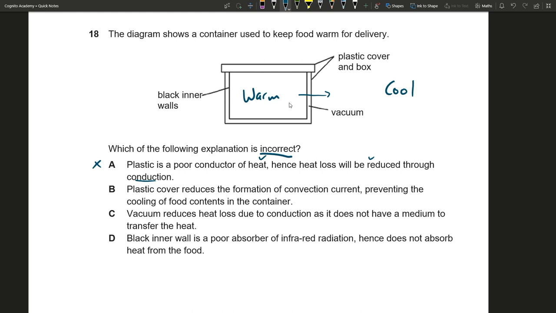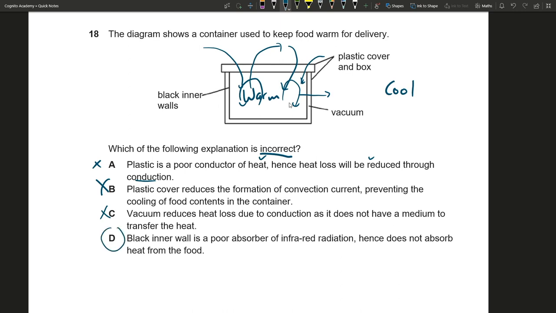Plastic cover reduces the formation of convection currents, preventing the cooling of food contents in the container. That's right. If the plastic cover wasn't there, then the air will be able to freely travel in and out, forming convection currents, and cooling the warm food down. So the plastic cover does reduce the formation of convection currents, even though there might be convection currents within the plastic container itself. This is correct, which makes it not the option we are looking for. Next, vacuum reduces heat loss due to conduction as it does not have a medium to transfer the heat. That's right, conduction can only happen through a medium. So C is correct, which makes it not the answer we are looking for.